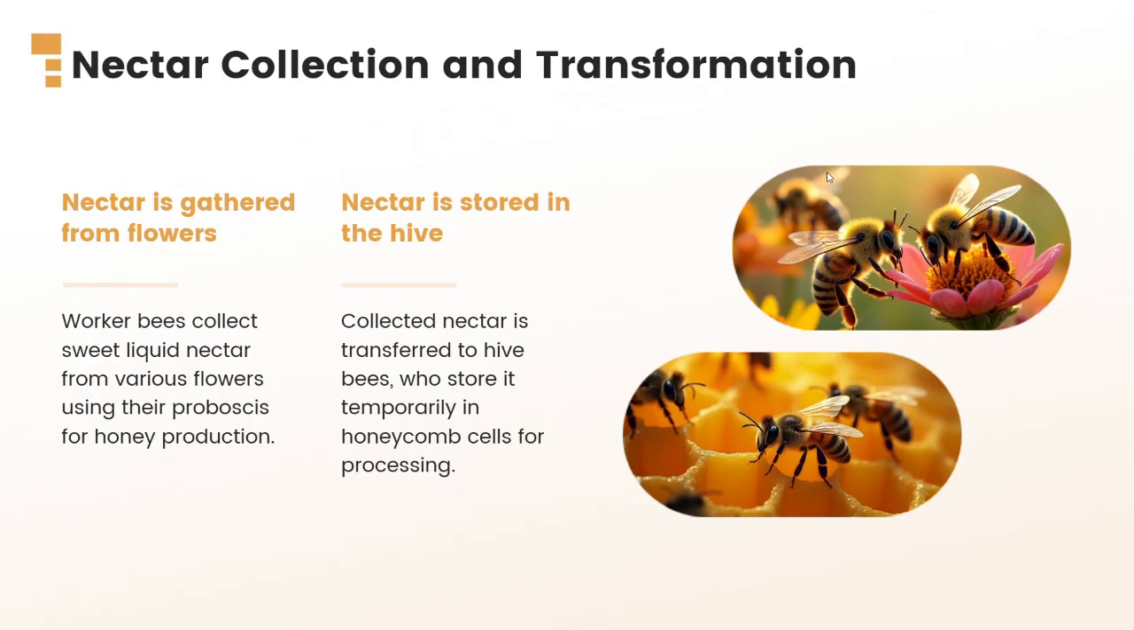On this slide, we can see the first step inside the hive. On the left side, nectar is gathered from flowers. Worker bees collect the sweet liquid using their long tongue, which is called a proboscis. Then, on the right side, the nectar is stored in the hive. When the bees come back, the nectar is transferred to other bees and is kept temporarily inside a small honeycomb. This is where the transformation begins.